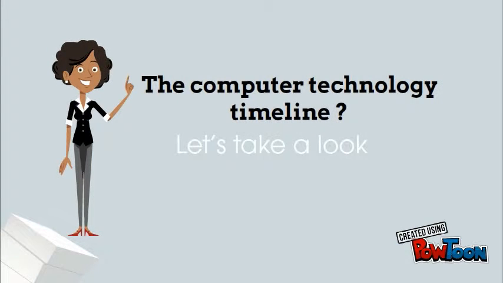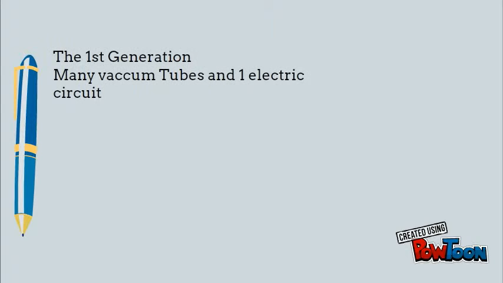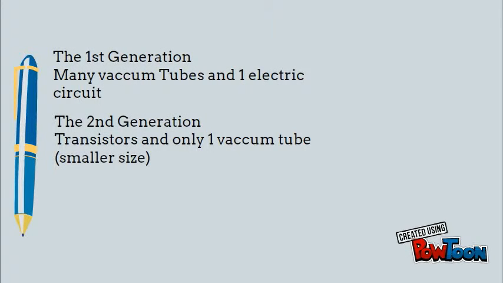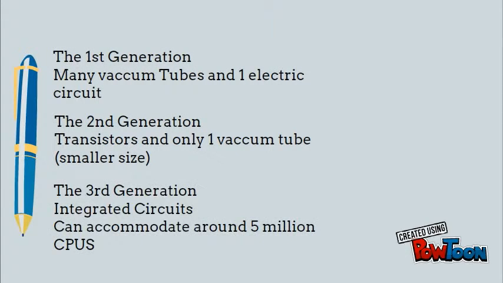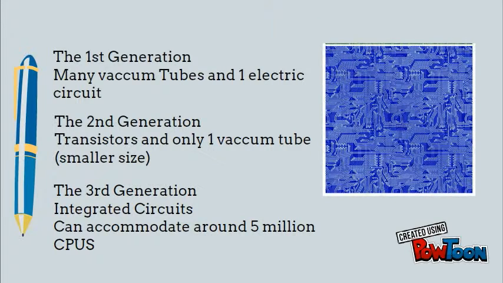Do you want to know about the computer technology timeline? The first generation had many vacuum tubes and only one electric circuit. The second, transistors and only one vacuum tube, versus the third, integrated circuits and can accommodate around 5 million CPUs.